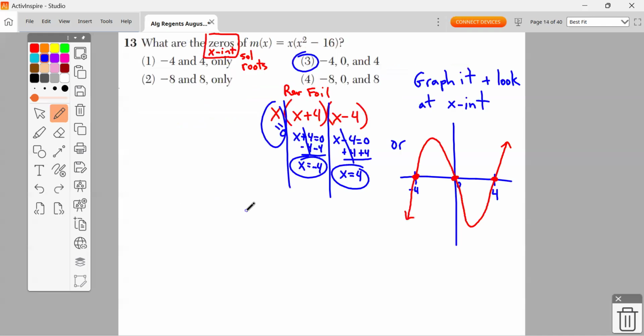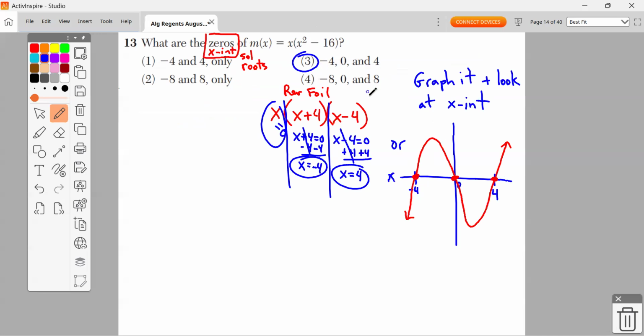In question number 13, what are the zeros? What are the x-intercepts? What are the roots? What are the solutions of that equation? I would just type it into my y equals and hit graph. When you hit graph, the zeros are where the graph crosses the x-axis. Here's our x-axis. We can see that the graph crosses at -4, at 0, and at 4.